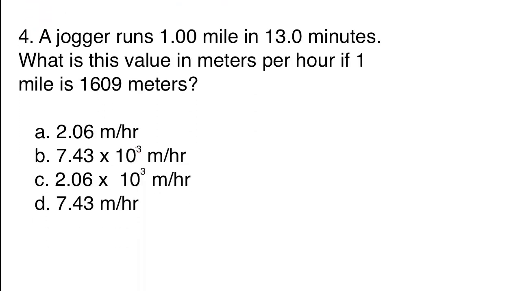4. A jogger runs 1 mile in 13 minutes. What is this value in meters per hour if 1 mile is 1,609 meters? So let's get ready to set this one up. We would say that 1.00 miles, which I'll abbreviate with MI, is going to be accomplished by the runner in 13.0 minutes. So initial values, we have 3 sig figs. So the answer should have 3 sig figs, which you can note all of the answers over here do.